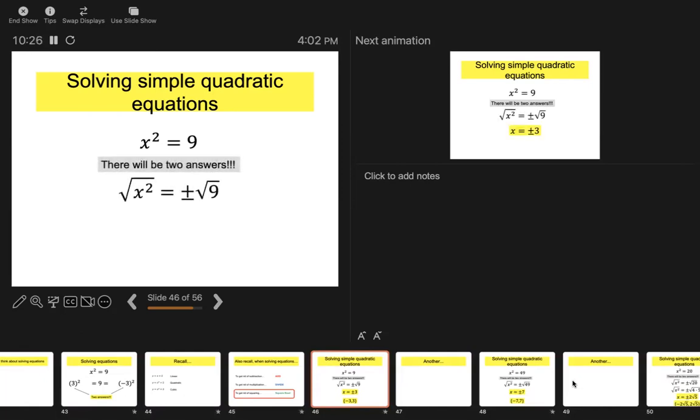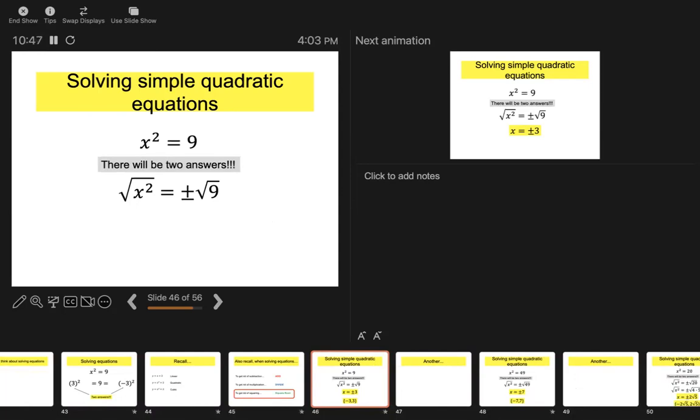So when you actually take the square root of both sides, when you take the square root of a variable, you have to include that the answer will either be positive or negative. And we have a symbol for that. That's that plus and minus symbol put together there next to the square root of 9. We read that as plus or minus the square root of 9.